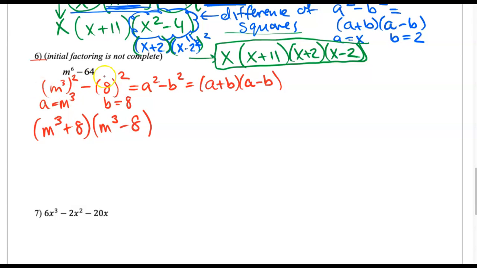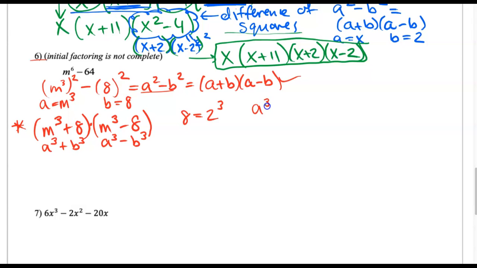Okay, I did my difference of squares, done, except now I have a sum of cubes and a difference of cubes. This one looks like an a cubed plus b cubed, and this one looks like an a cubed minus b cubed, because 8 is 2 cubed. So we notice, okay, this is a sum of cubes and a difference of cubes. So I need to factor both of these using the formulas.